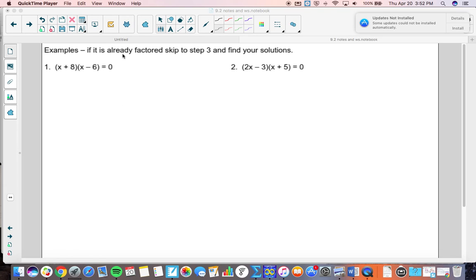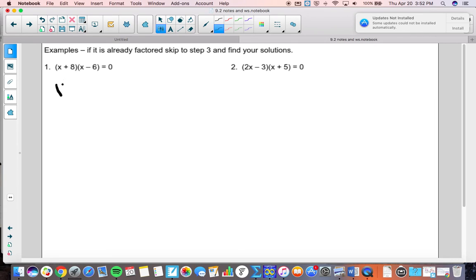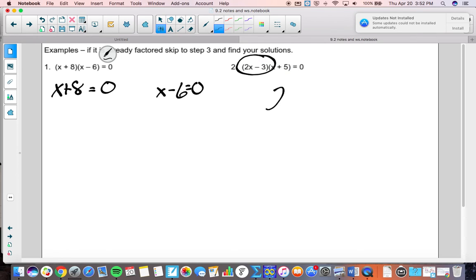Here, these are already factored. So you're skipping to setting the parts equal to 0. X plus 8 equals 0. X minus 6 equals 0. Now, towards the end here, I was showing you how we can just kind of see what number makes it become 0. Careful here on this one. On number 2, there's my first factor part set equal to 0. Now I'd also have to do this one right here.